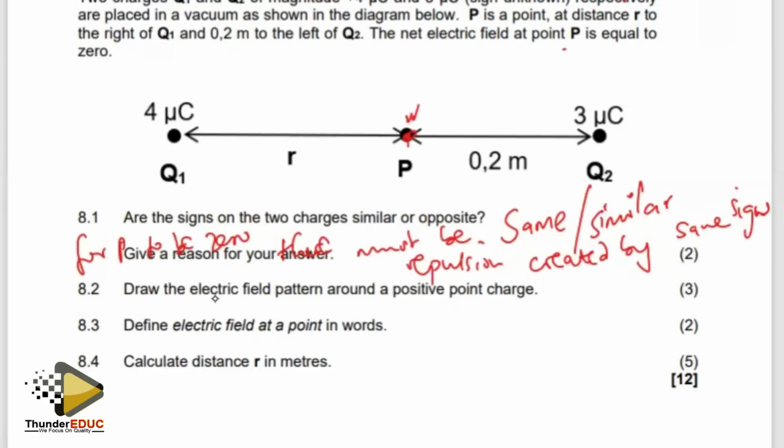Then they want the electric field pattern around a positive. So this is just general. If we have a sphere, we're calling this positive. Those will be our field lines. And what we need to show will be the arrows that are leaving the sphere. Remember, these field lines should not meet each other, and they shouldn't cross each other. So that is 8.2. Then 8.3, they want us to define what electric field at a point is in words.